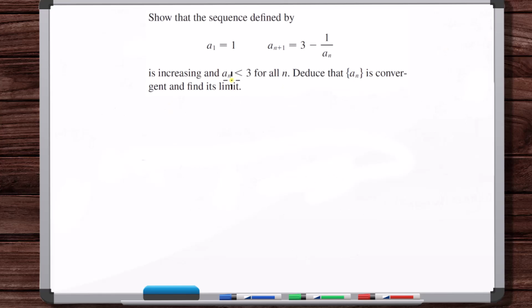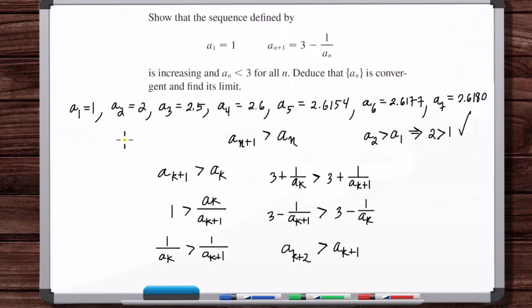Okay. Next, we want to show that, well, okay, let's come back. Since we know that it's increasing and it starts at 1, then that means it's bounded below at 1 for sure. So now we just want to show that it's also bounded above. And so with that, since it's bounded below and above, it's bounded in general. And then since it's monotonic, increasing, it's convergent according to the monotonic sequence theorem. So we're going to show that it's bounded above.